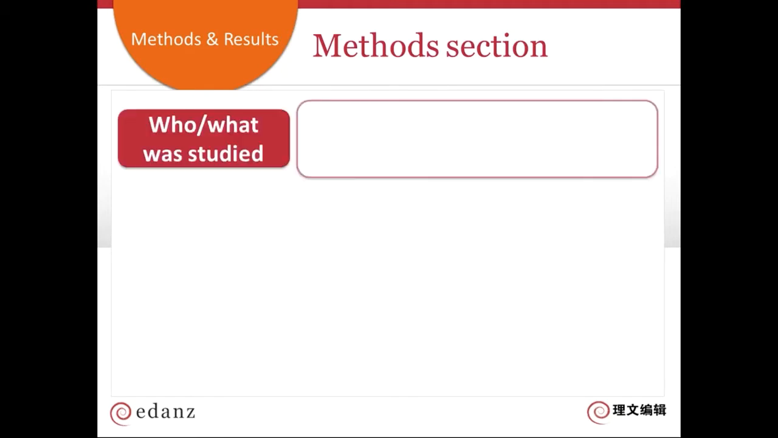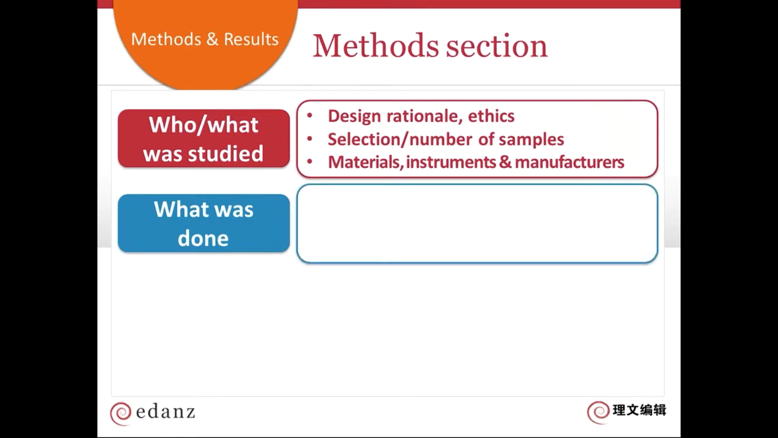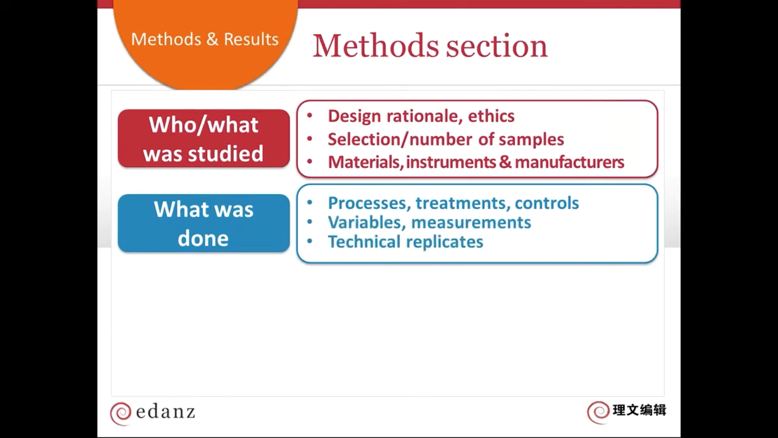This is usually done in 3 parts. First, you will need to discuss who or what was studied, including the design rationale and ethical aspects, sample selection, and materials. You will then need to describe how you performed these experiments, including any controls necessary to validate your techniques, all variables, and if you repeated any measurements to increase precision.